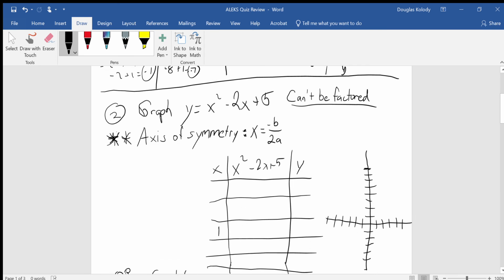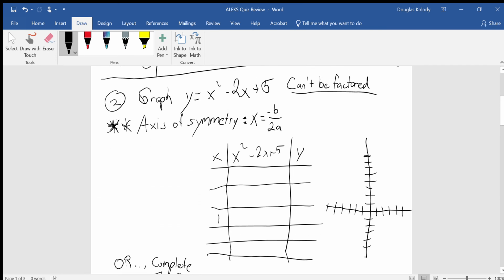Going to number 2. Okay, it says graph a parabola. And many of you didn't get this correct, and I understand why. It can't be factored. But a lot of you looked at the explanations, and good for you. You discovered that you can find the axis of symmetry by just using this equation, negative b over 2a. What is negative b over 2a? Recall, a equals 1, b equals negative 2, and c equals 5.